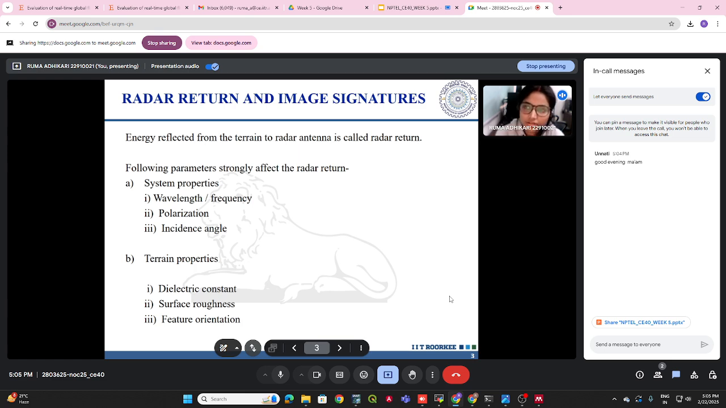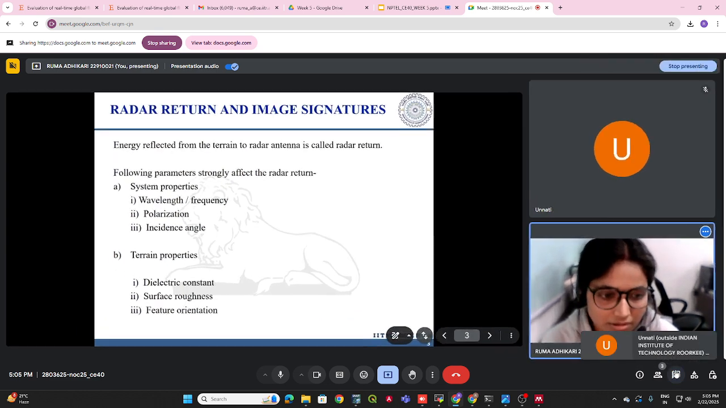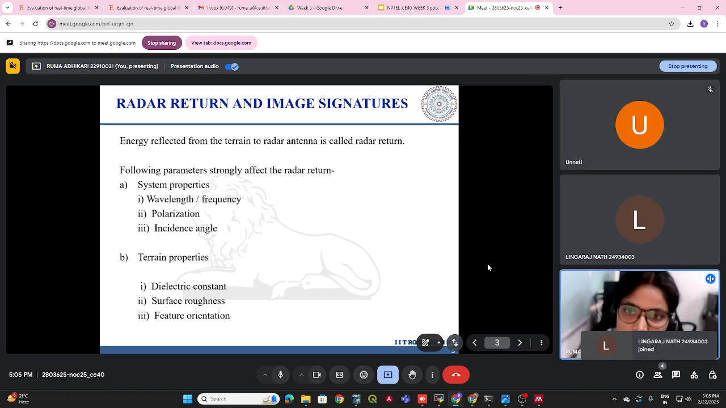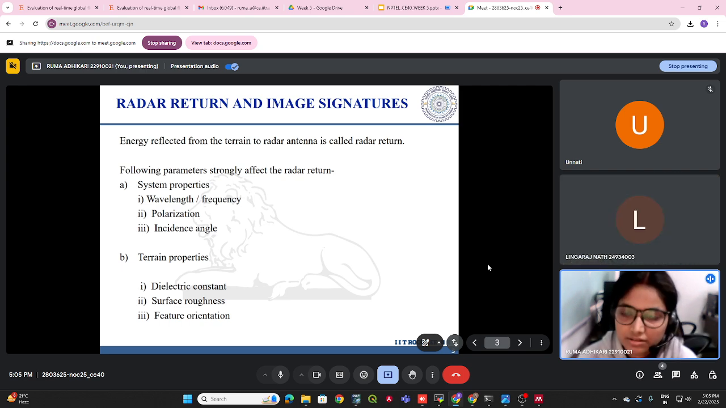So till now we have seen the properties of the radar return and its image signatures. The energy reflected from the terrain to the radar antenna is called the radar return. And we have seen already that the following parameters strongly affect the radar return: first is system properties, second is terrain properties. The system properties we can't manipulate; terrain properties we can decide.